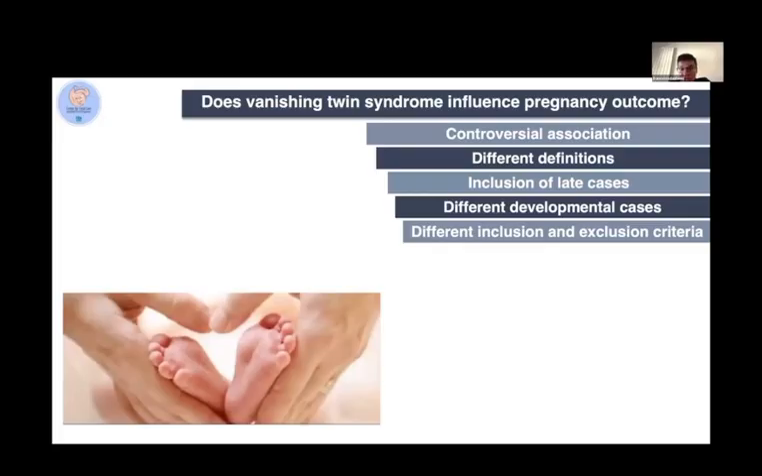Some of them did not include monochorionic pregnancy. Most of them did not look at different developmental stages of vanishing twin syndrome. And of course, there are different outcome definitions. So what we know is that there is no strict association per se between vanishing twin syndrome and adverse pregnancy outcome, but some studies report that.